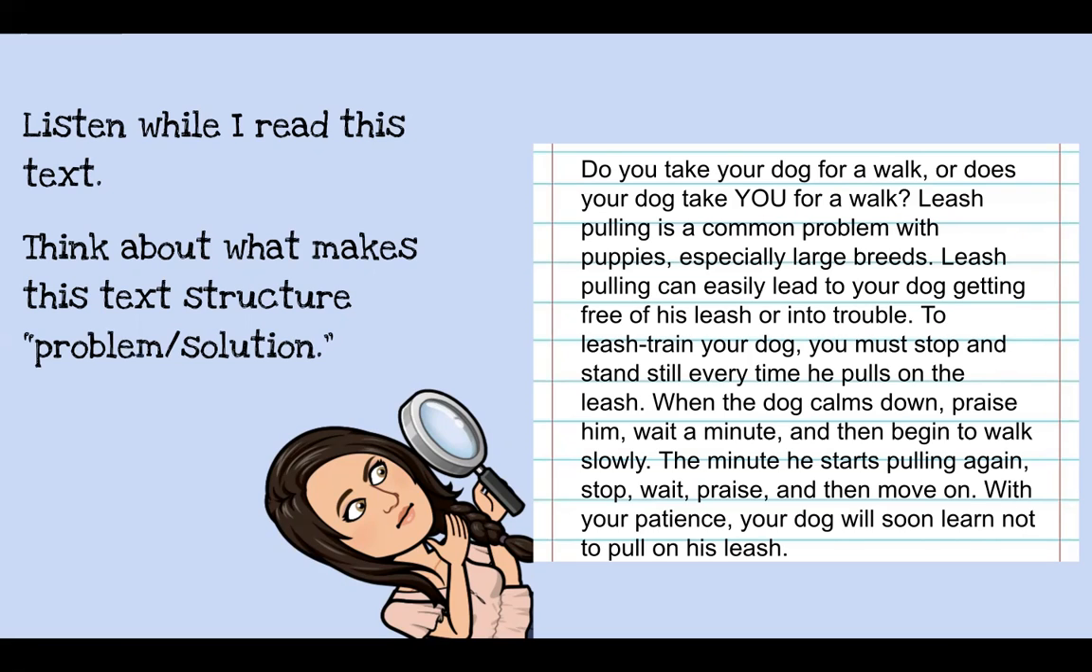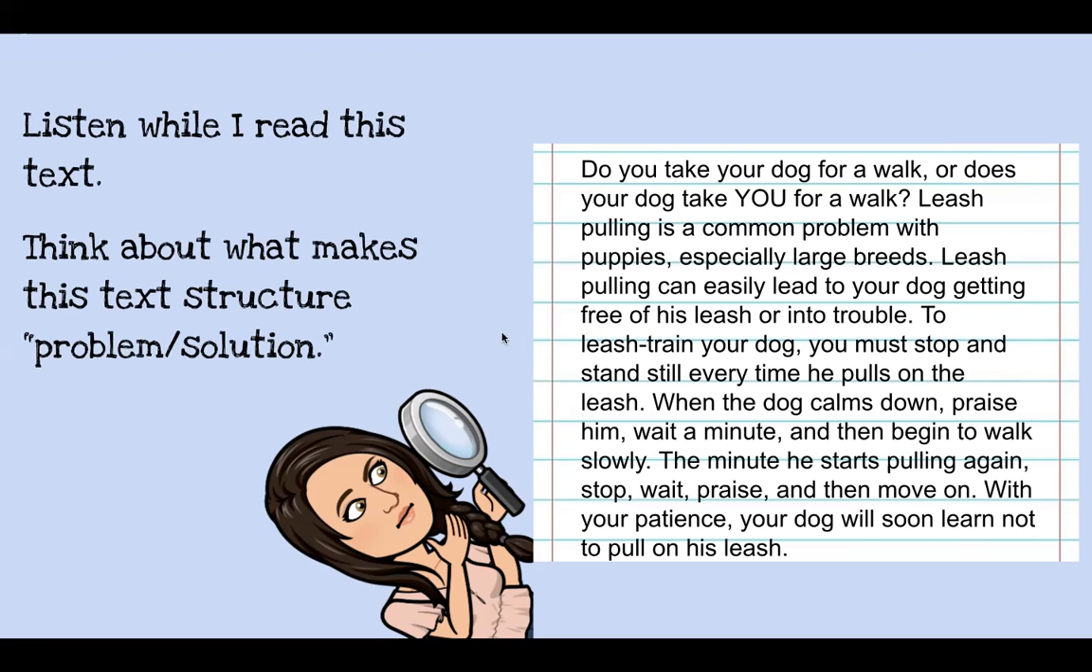Do you take your dog for a walk, or does your dog take you for a walk? Leash pulling is a common problem with puppies, especially large breeds. Leash pulling can easily lead to your dog getting free of his leash or into trouble. To leash train your dog, you must stop and stand still every time he pulls on the leash. When the dog calms down, praise him, wait a minute, and then begin to walk slowly. The minute he starts pulling again, stop, wait, praise, and then move on. With your patience, your dog will soon learn not to pull on his leash.